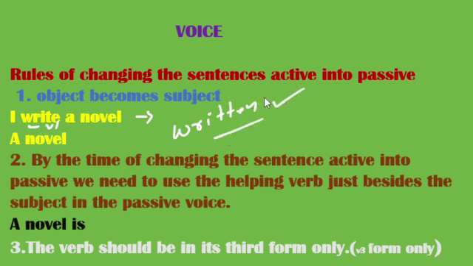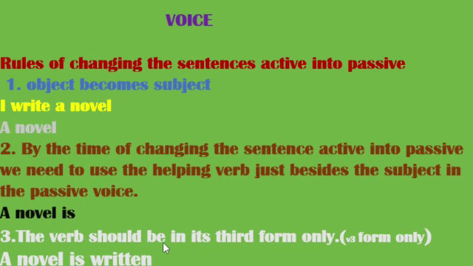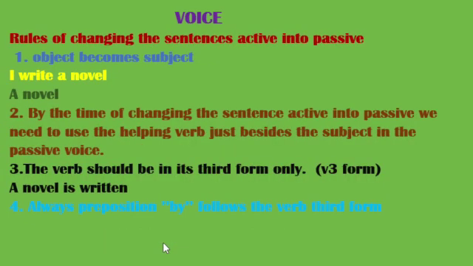So written is the third form which has to be used here just beside the helping verb. So a novel is written. So we have to use written. A novel is written. So what is the next rule? The next rule is that the preposition by always follows the verb third form. Here the sentence has been completed up to here.